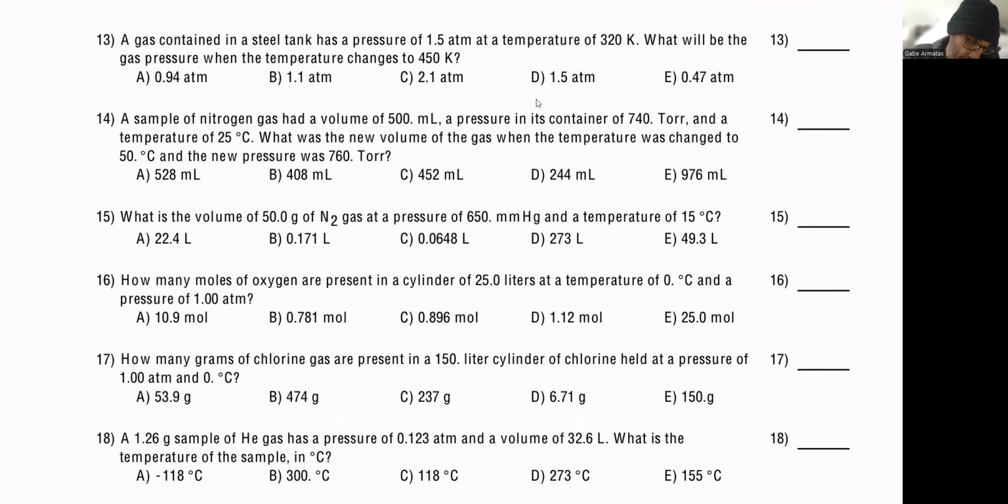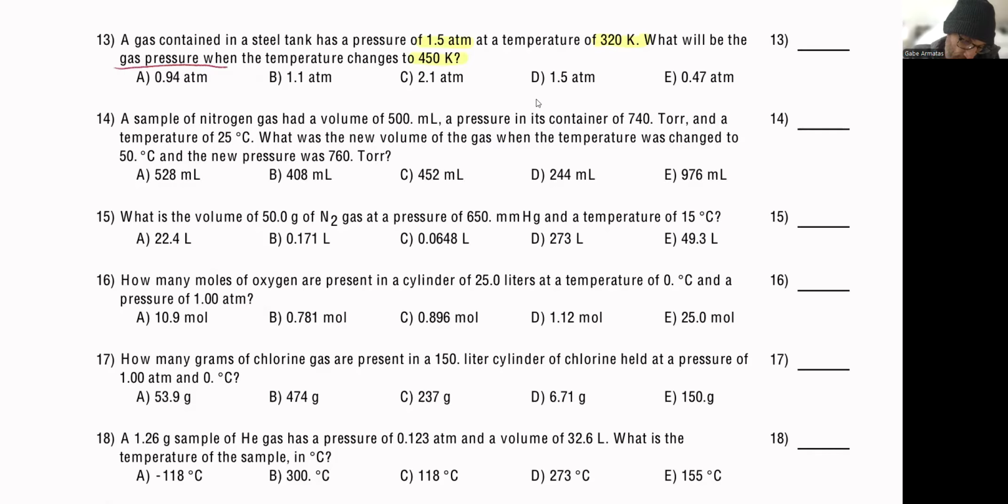Next up, a gas containing 1.5 atmospheres, 320 Kelvin. What will be the gas pressure? Again, this is 1.5 atmospheres, 320 Kelvin. What is the new gas pressure at 450 Kelvin? So we just did some other version of this. It's another opportunity to do one of these, so I'm going to leave it to you to do this one.